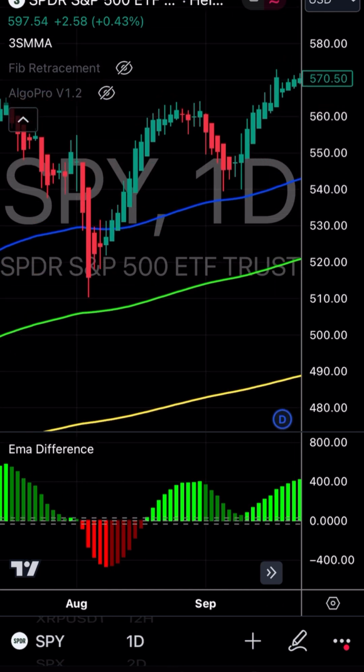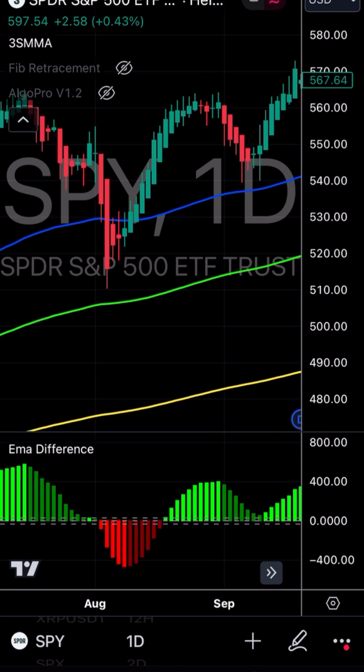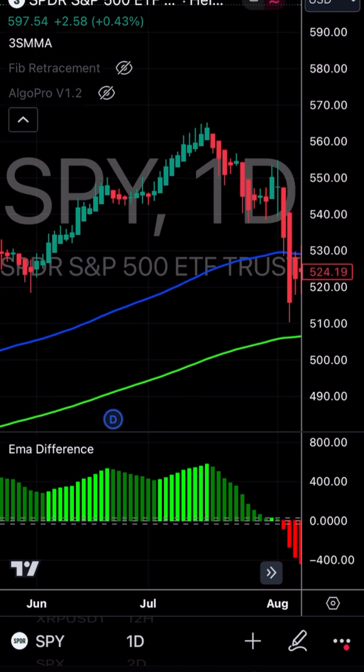So you can scale up really easily, but the only downside to doing it on the day chart is you have to wait for the signal. I prefer doing it on the day chart, but you can go to smaller time frames, and that's what we'll check out in a couple minutes.